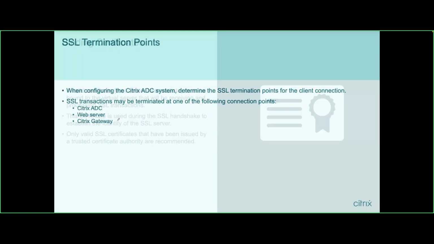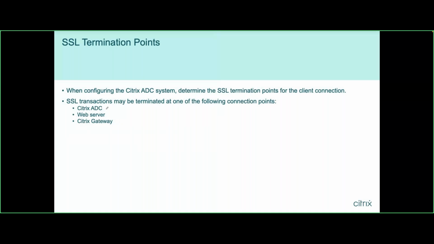So your termination points can be on the Citrix ADC, you can terminate your SSL there, or you can end it on your web server or the gateway server. So these are your bind points or termination points. Whenever the request is coming from the user, it can bind to any one of these.